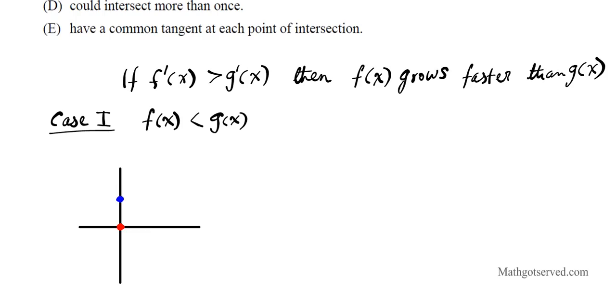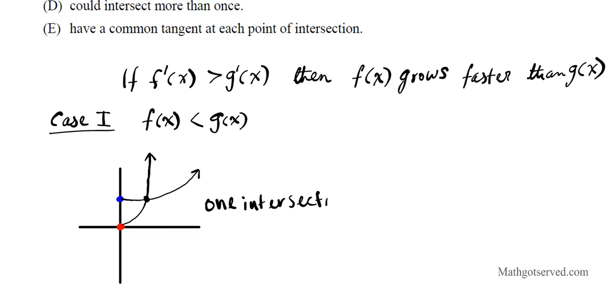But since f of x has a greater slope than g of x, it's going to be growing at a quicker rate, which means it's going to go up quicker. So if f of x goes something like this, guess what? G of x is going to be going something like that. So at a particular point, f of x is definitely going to catch up with g of x, right? Because g of x is going so slowly. So in this case, we have one intersection.